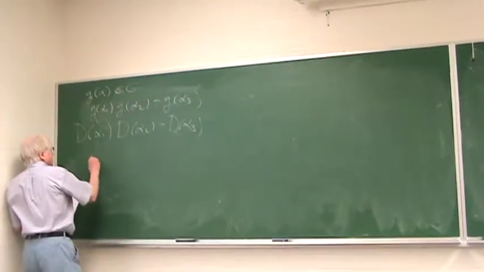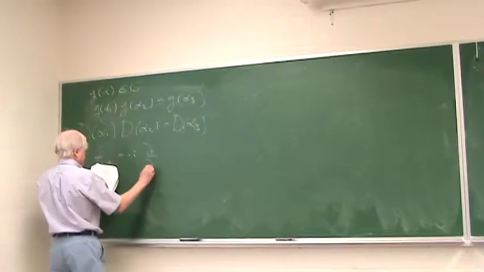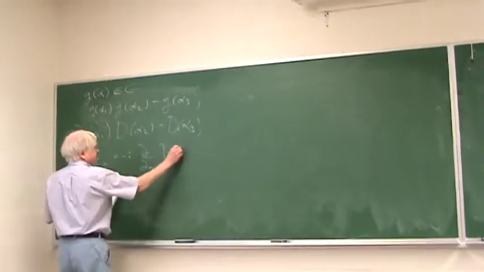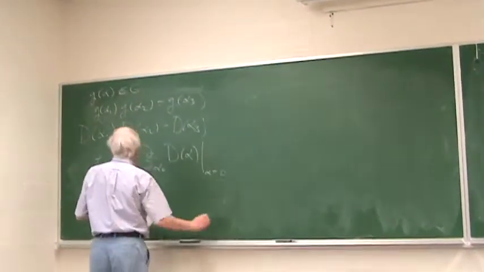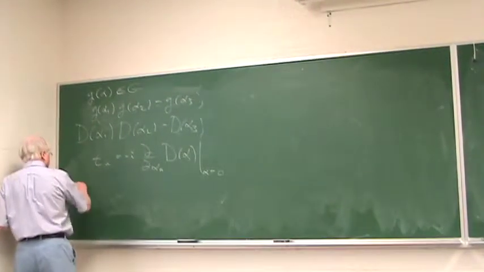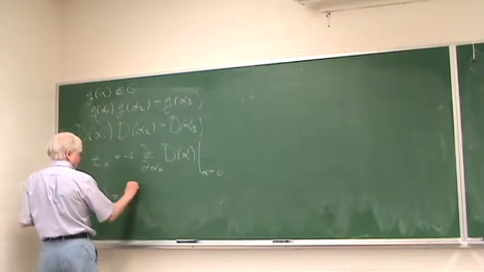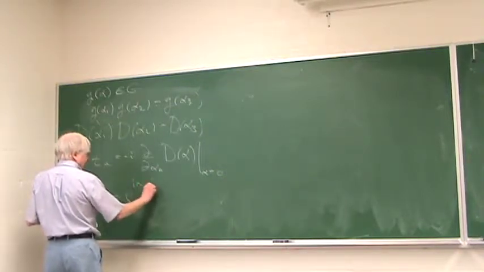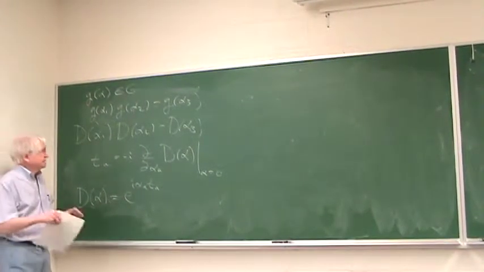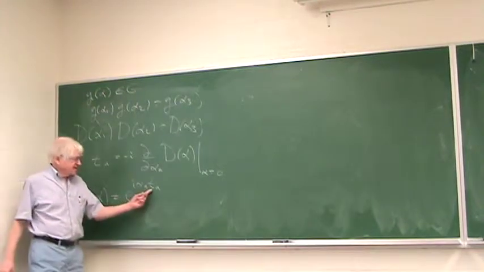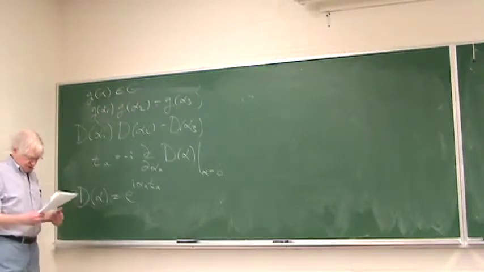And we define the generators as T sub A is minus i partial with respect to alpha A of D of alpha at alpha equals 0. And so we're saying then that D of alpha can be thought of as e to the i alpha A T A. If the group is compact, the T A's are Hermitian and the D's are unitary.